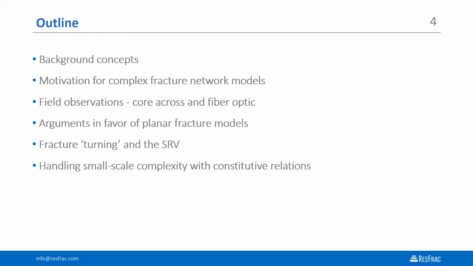All right, so today I'm going to give some definitions. I'm going to talk about the classical motivation for complex fracture network models, and by classical I mean circa 2004 to 2015. Then I'm going to talk about some field observations, specifically core-through studies and fiber optics, which in my view tend to support arguments in favor of planar fracture models. Then a few secondary topics such as fracture turning and SRV, but I'm also going to address an important subject: how do we handle small-scale complexity with constitutive relations rather than trying to represent everything exactly.